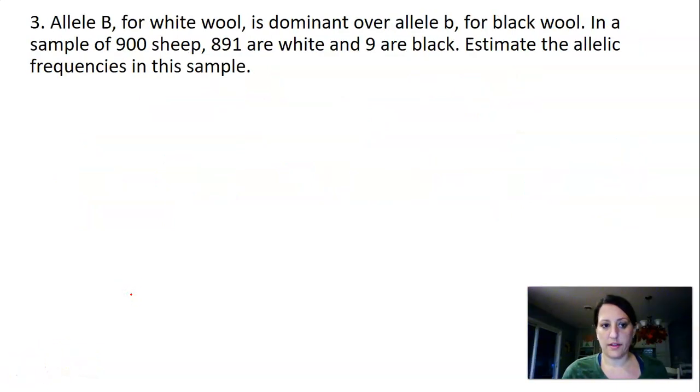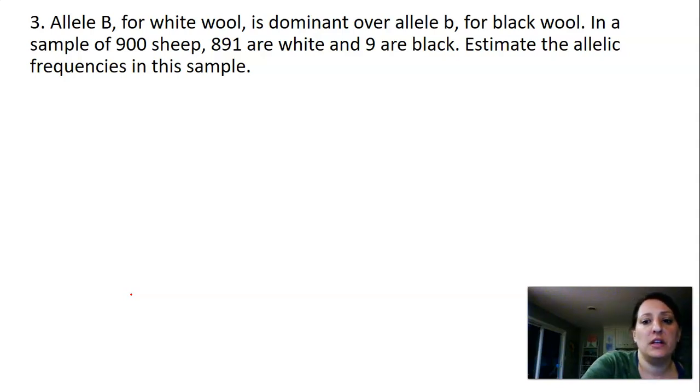Okay, so moving on to the third question. Allele B for white wool is dominant over allele small b for black wool. In a sample of 900 sheep, 891 are white, 9 are black. Estimate the allelic frequencies in this sample. Okay, so you can figure out the frequency of the homozygous recessive individuals. Let's start there. So there's 900 sheep, 9 of them are black.